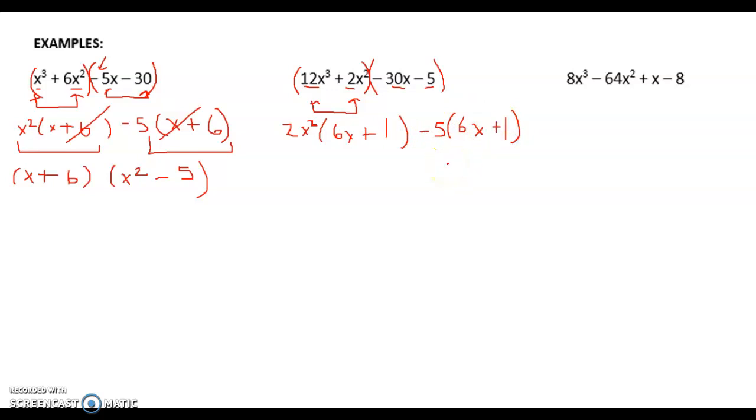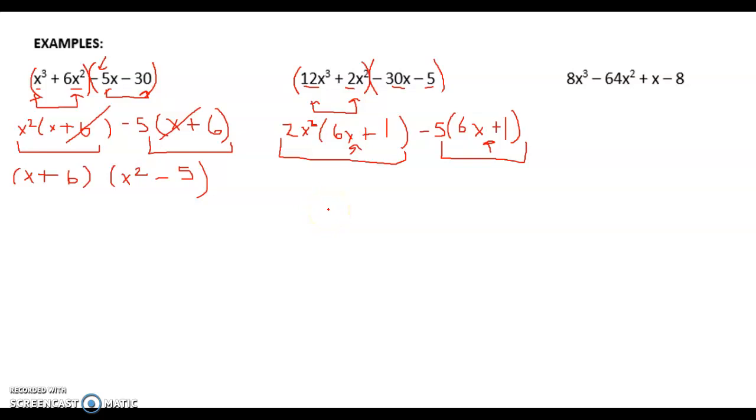And I think at this point you guys can see when you know you did grouping right. Because if you grouped correctly, you're going to end up with 2 terms, right? So I got 1 term here and 1 term here. And both terms are going to have the same factor in them. Notice this first term has a 6x plus 1, and this second term has a 6x plus 1. That's how I know I did it right.